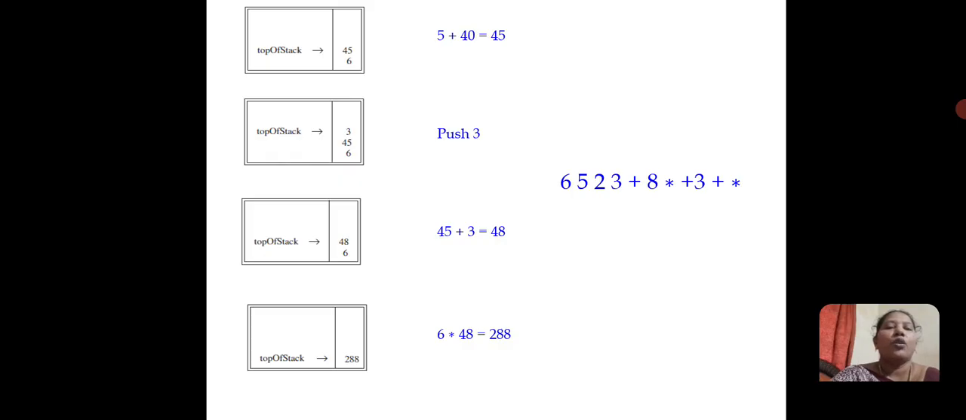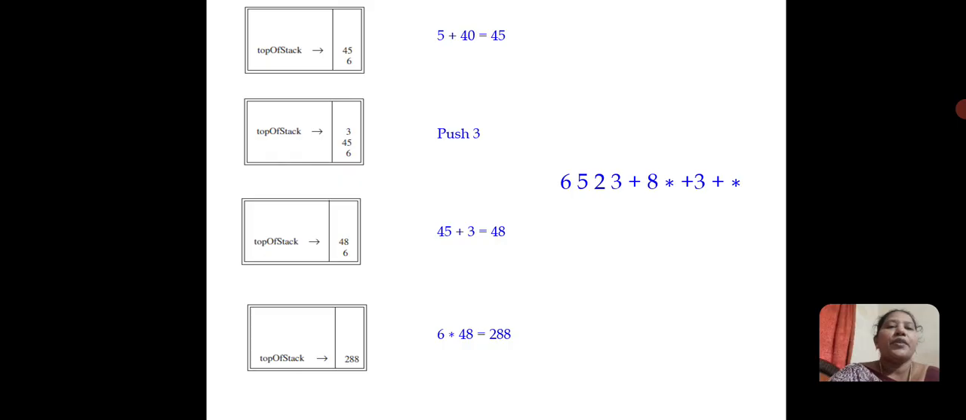Next you are having an operator plus. Since it is an operator, the last 2 elements 3 and 45 will be popped from the stack, and you will apply the plus operator. You will be adding the two values 45 and 3, and you will get the result as 48. That 48 will be pushed inside the stack.